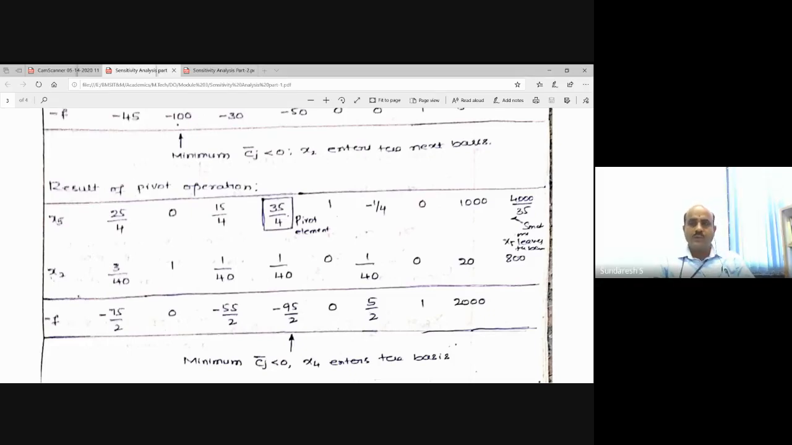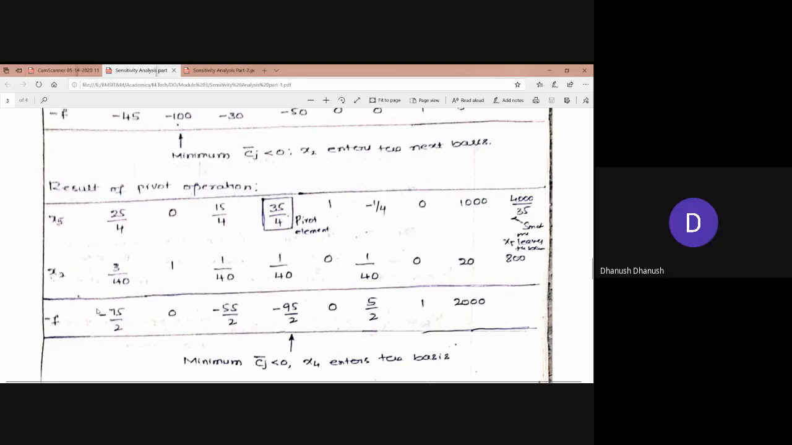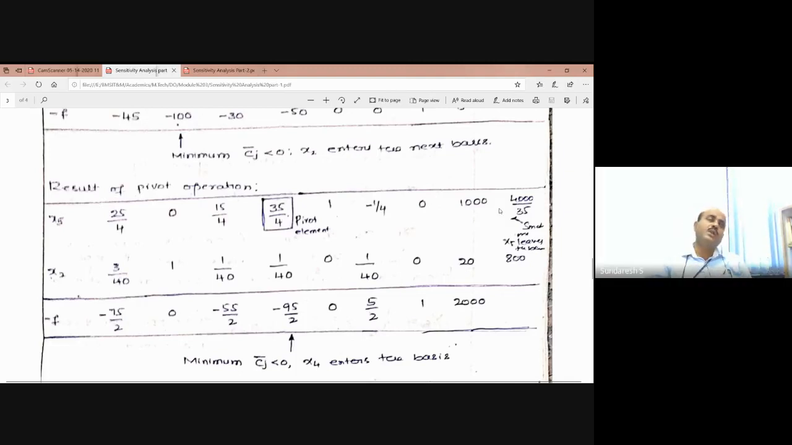Okay. So could you get these values exactly? Minus 75 by 2, 0, minus 55 by 2, minus 95 by 2, 0, 5 by 2, 1, and 2000. Did you get these correct values? Yes, sir. This is the result of the pivot operation. The procedure will remain the same, no changes here.